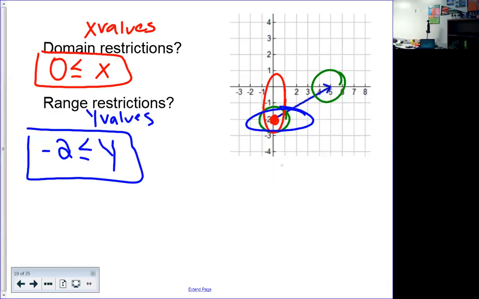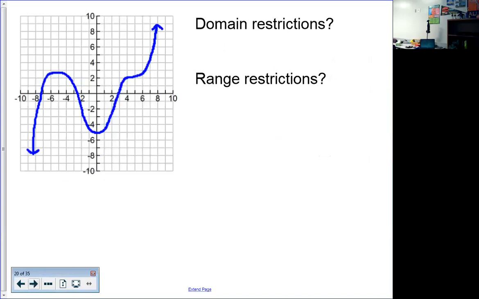All right, everybody, this is part 2 of our domain and range for Tuesday notes. So you guys just finished up here. Now we're going to go on to the next part, the next graph that I have here.